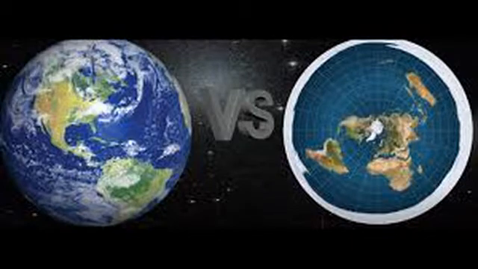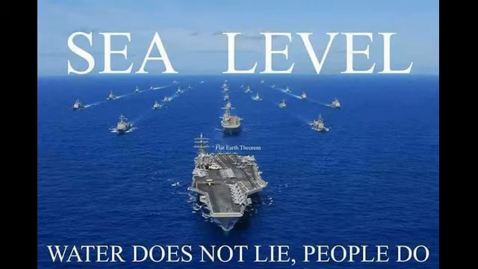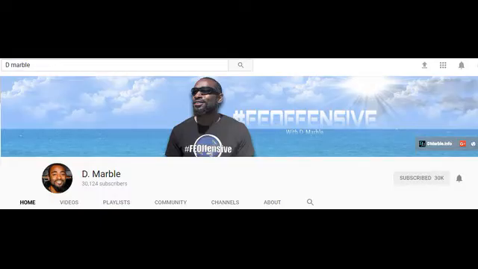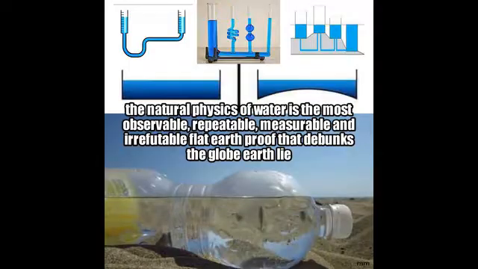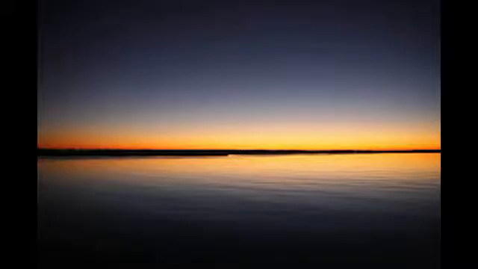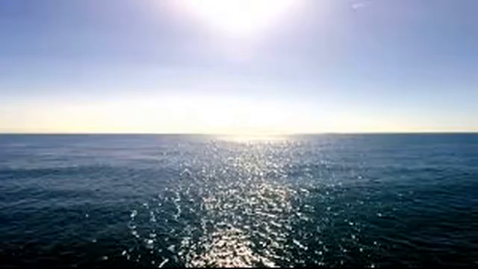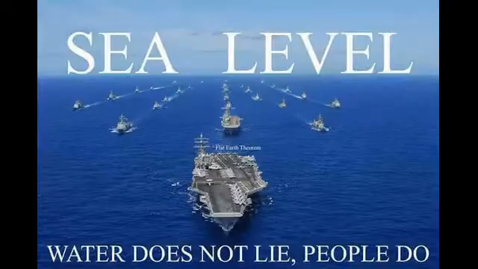The next proof that Earth is not a spinning ball, not from the book, but just on my own accord, water. And if you look up D. Marble on YouTube, he talks a lot about how water always lies level. It always finds its level. It's flat. Water will always seek its level, which is why a river flows from a higher elevation down until it reaches the ocean, which is level, meaning flat.